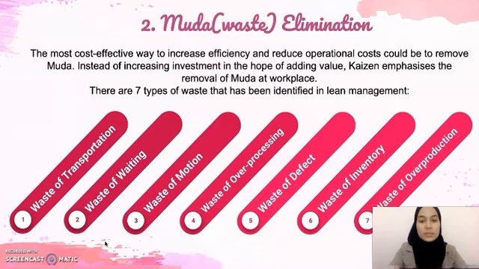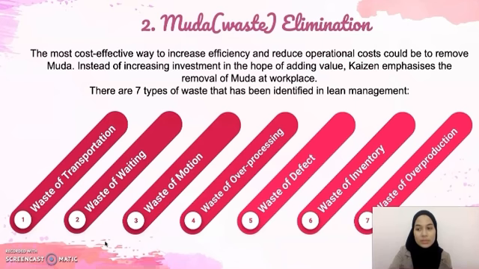So the third one is the waste of motion. What is meant by waste of motion? So it is actually unnecessary movement of workers. For example, walking between offices to communicate with colleagues, walking to the printer, shuffling through the papers, walking back and forth between computer screens, disorganized computer files, and so on. These are the waste of motion.